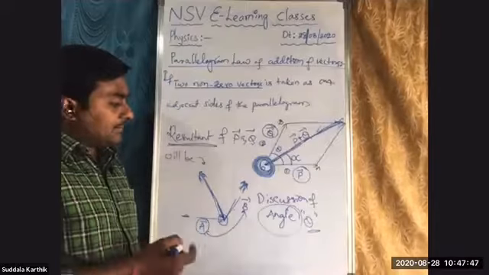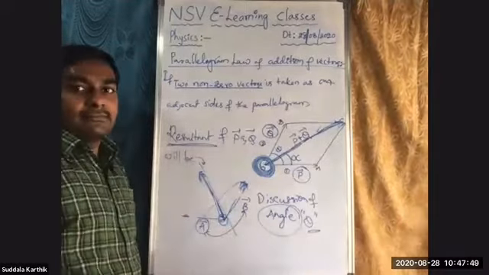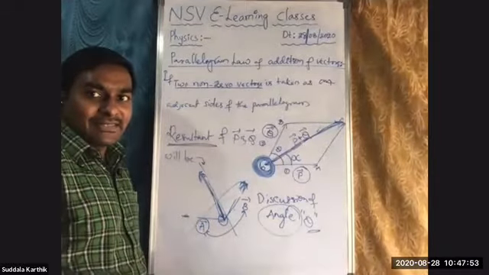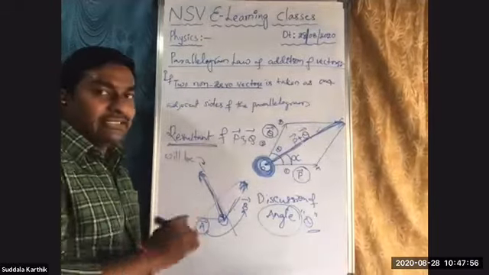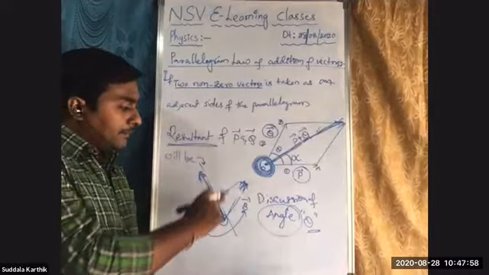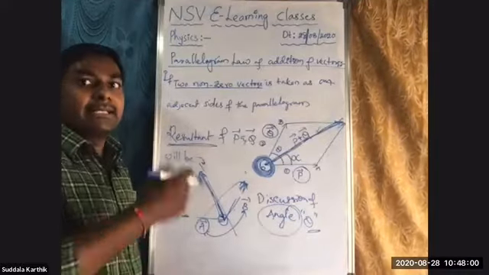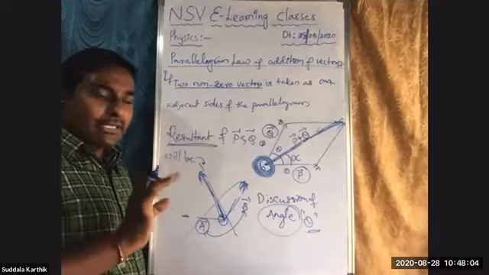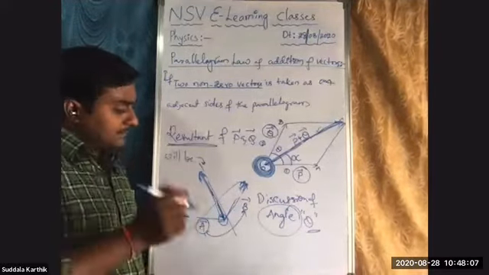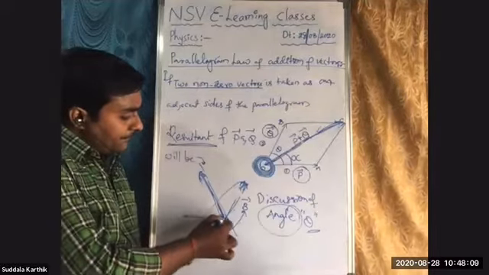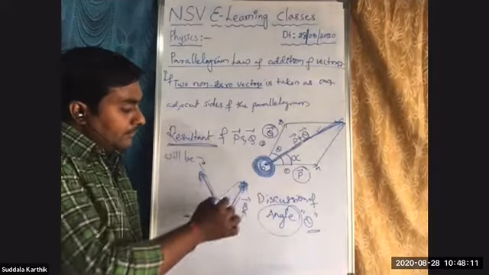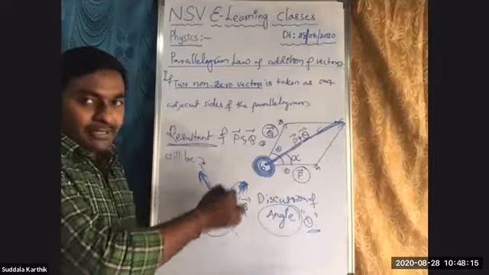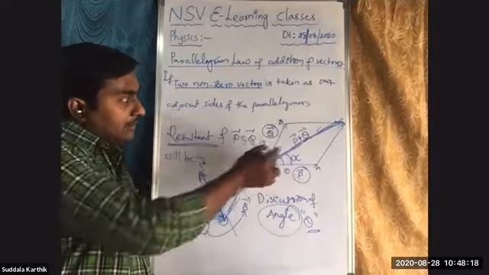Then the law is not correct. We are using it in the wrong way. First of all, you have to form a triangle. By forming the triangle only, we are getting the resultant. But here we are not forming a resultant, here we are not forming a triangle. Again, we are getting a parallelogram. This is a parallelogram, this is a triangle.